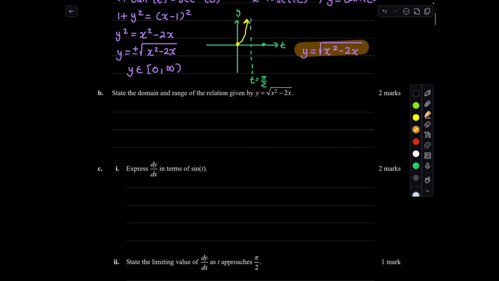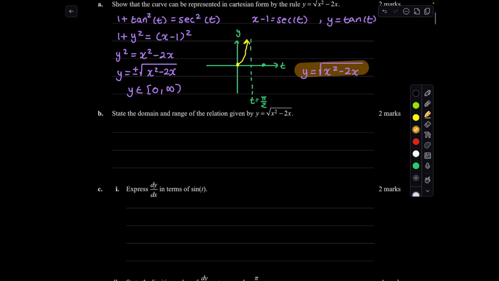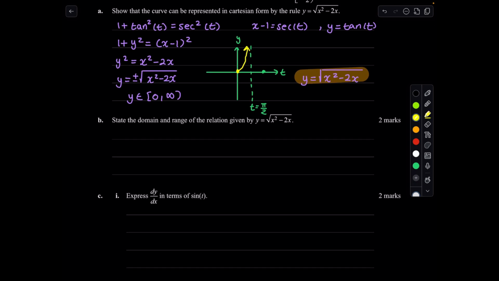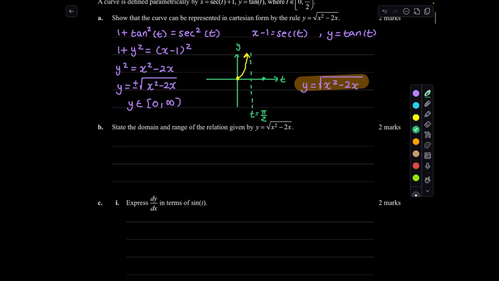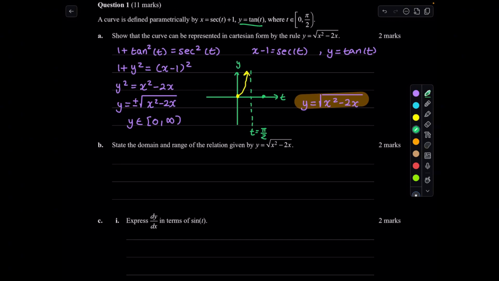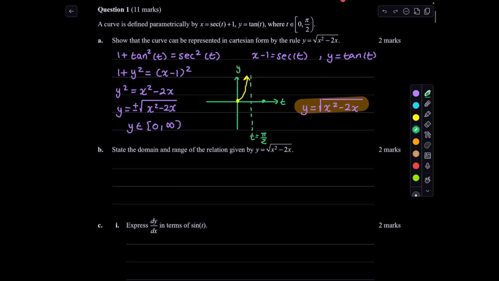Perfect. Next question. State the domain and range of the relation. Really, really easy, like what we did. When you have a parametric equation, we actually know the range because we graph this and restrict it to the domain, of course, 0 to pi on 2. And we found that the y values that are acceptable are from 0 to infinity. So we already found the range, which is y from 0 to infinity.